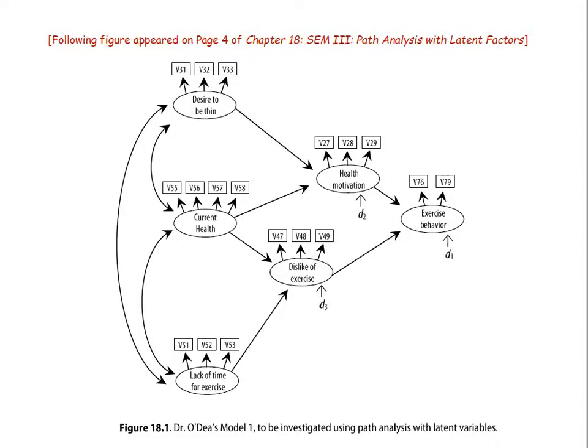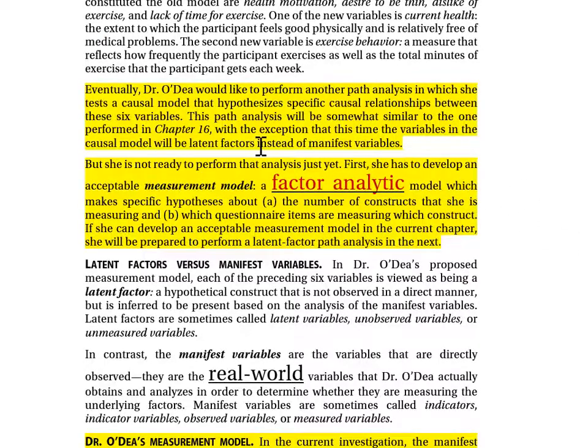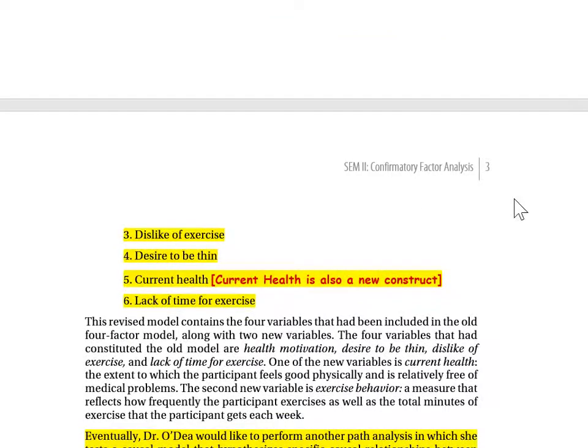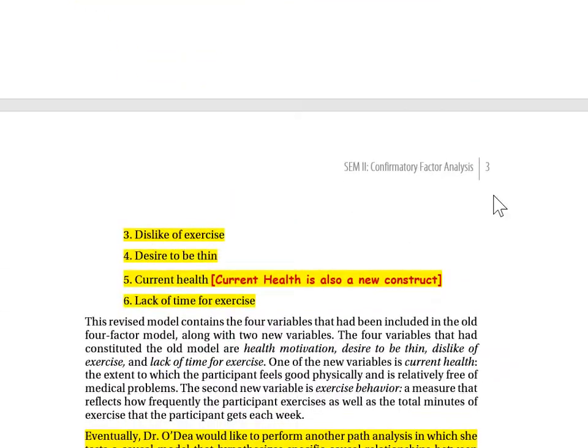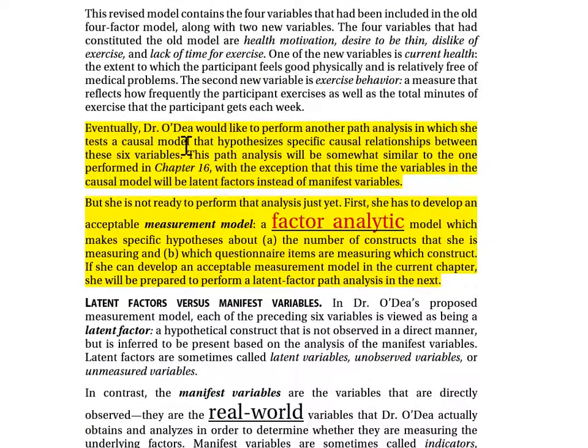Let's go back to Chapter 17. This is where we left off. I'm on page 3 of Chapter 17. Let's reread what I just read. Eventually, Dr. O'Day would like to perform another path analysis in which he tests a causal model that hypothesizes specific causal relationships between these 6 variables. This path analysis will be somewhat similar to the one performed in Chapter 16, with the exception that this time the variables in the causal model will be latent factors instead of manifest variables. But she's not ready to do that analysis just yet.